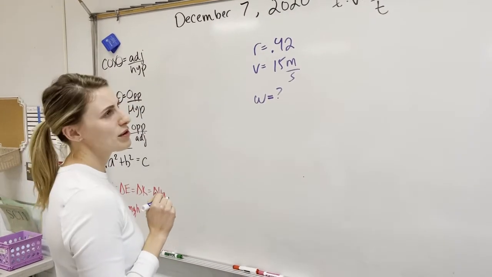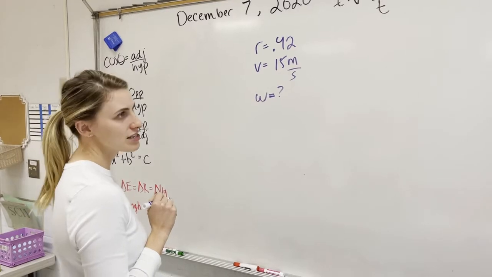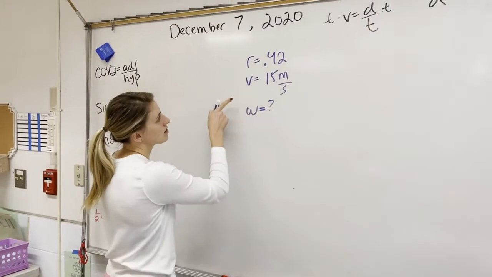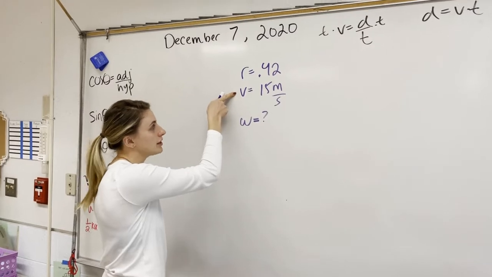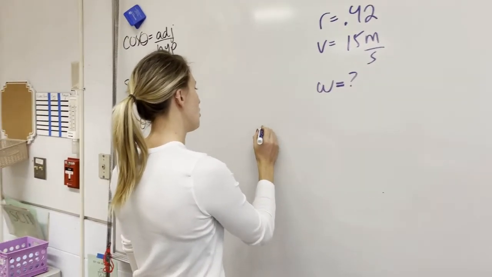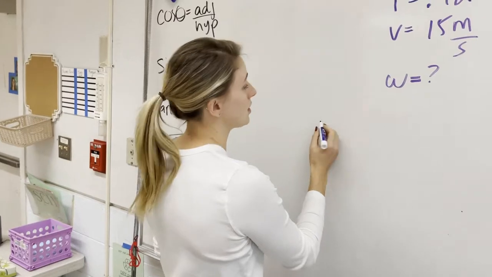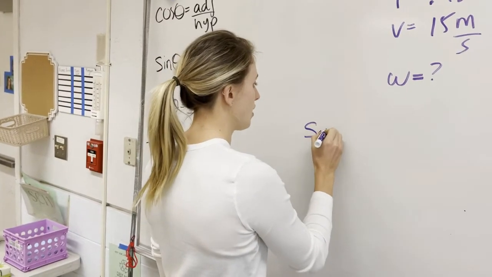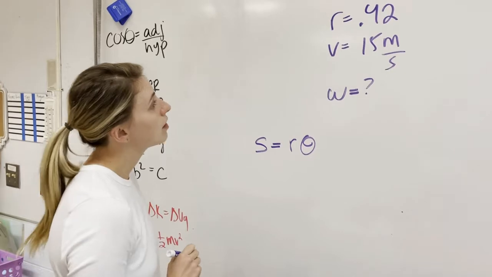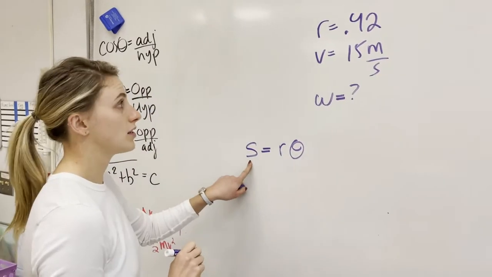Okay, so I've got all of my information down here. I've got my radius, my velocity, and I'm trying to find omega. What Boykin is saying is we're given velocity, which is linear speed. We know that S equals R theta, and this is going to be my linear speed right here.